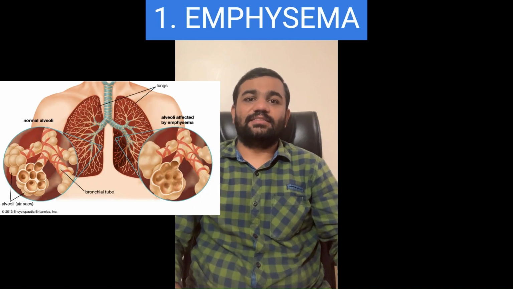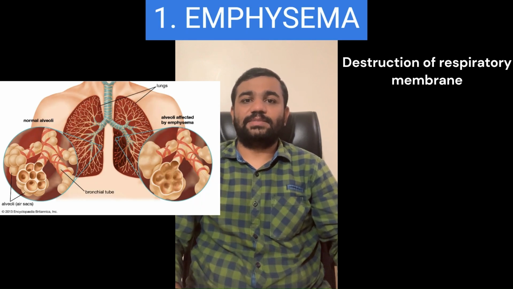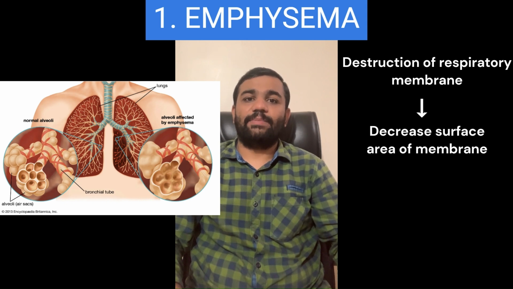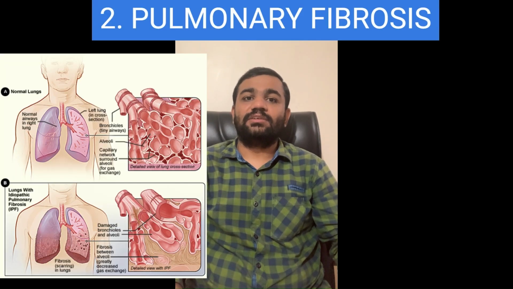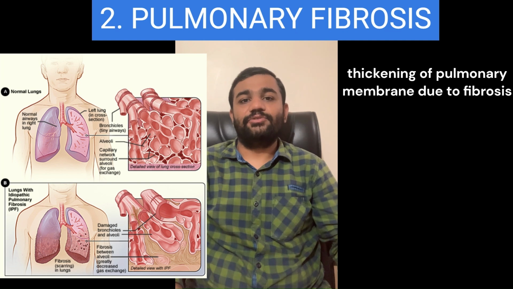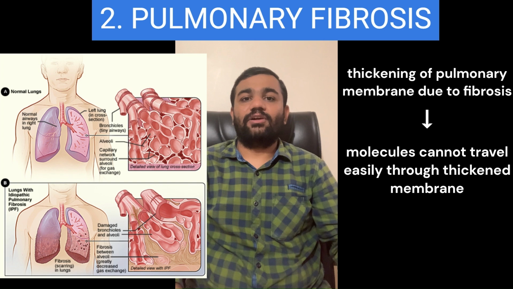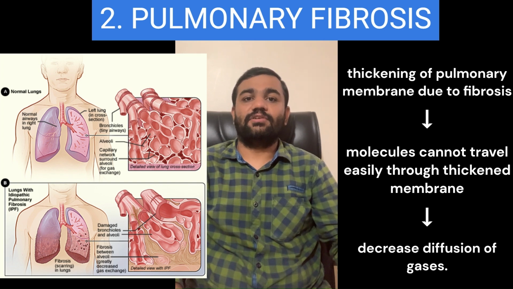We can understand this by 2 examples. Emphysema is a respiratory condition characterized by destruction of the respiratory membrane, due to which there will be a decrease in surface area of the membrane, ultimately leading to decreased diffusion of gases. In case of pulmonary fibrosis, the pulmonary membrane gets thickened due to fibrosis, as a result of which the gaseous molecules cannot travel easily through this thickened membrane, ultimately leading to decreased diffusion of gases.